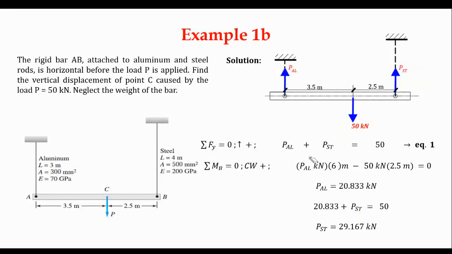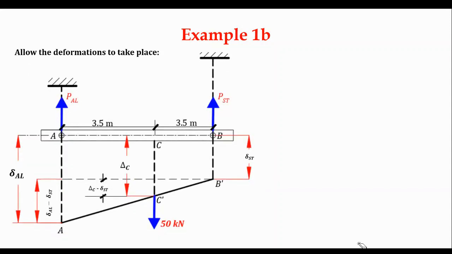And then, with the summation of forces vertical, we can actually get the other force, equal to 29.167 kilonewton. So, why did we solve for the forces in the aluminum and steel? It's because we will solve for deformation later. We cannot solve it without force, right? So, now we have the forces. So, they are solved. Next step is you have to allow the deformation to take place. Alright. So, as I said earlier, we have to assume what swinging will happen.